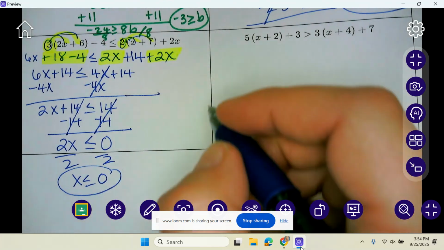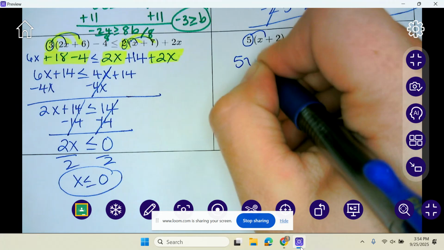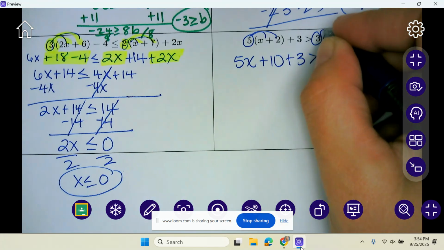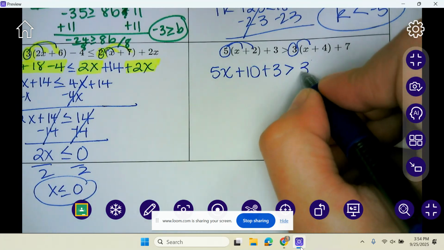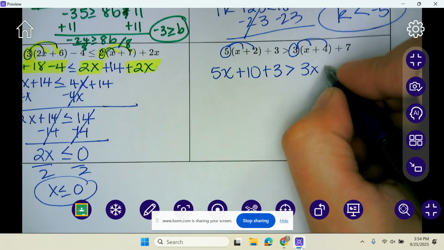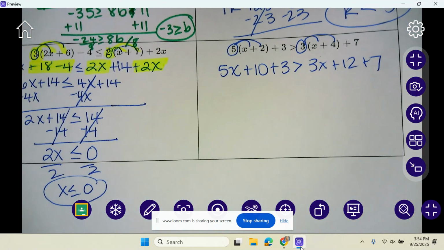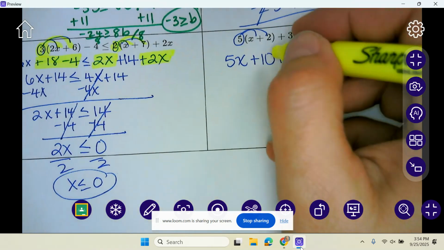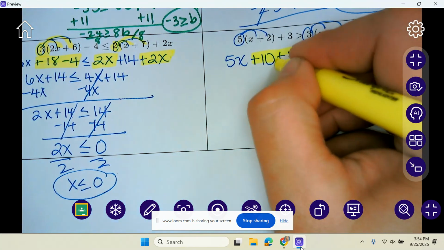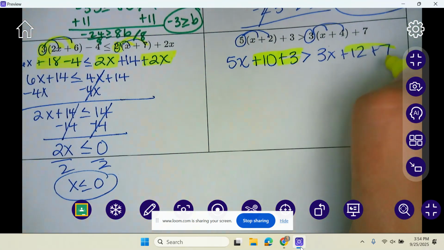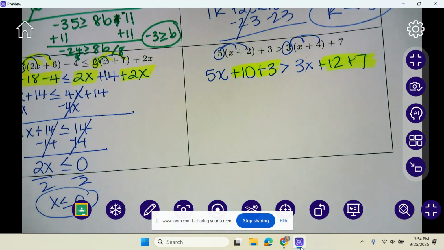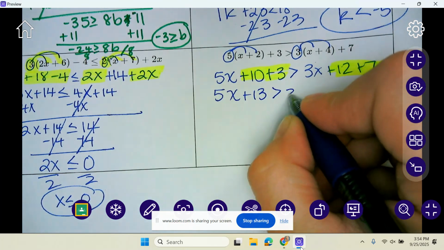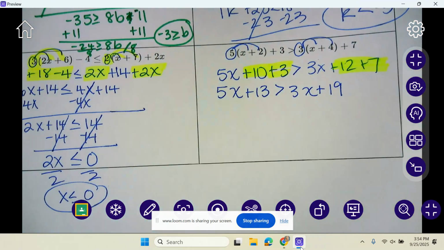Okay, final one over here. So 5 times x is 5x. 5 times 2 is positive 10. 3 times x is 3x. 3 times 4 is 12. Okay, and then combine like terms. So 10 plus 3, and I also have 12 plus 7. Okay, so I have 5x plus 13 is greater than 3x plus 19.